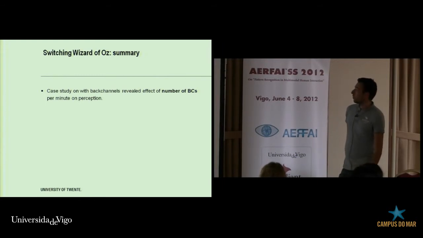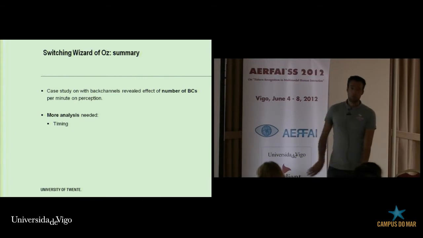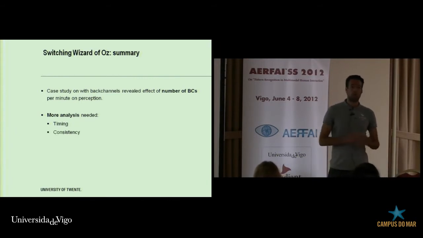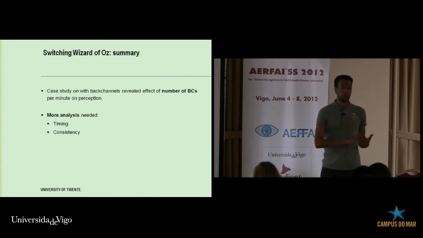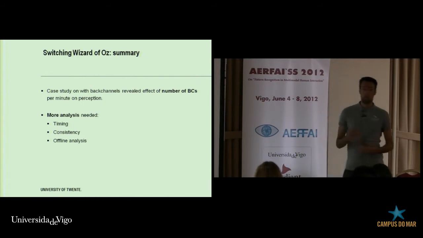In a case study with backchannels, we saw that the number of backchannels is important to the perception. We knew that already, but now we could also verify it in an online setting. There's much more analysis needed on this data, so we have to look at timing more deeply. We have to look at the consistency of the backchannel behavior. What happens if sometimes he is nodding a lot and then not? We have to see if this also matters for the perception.